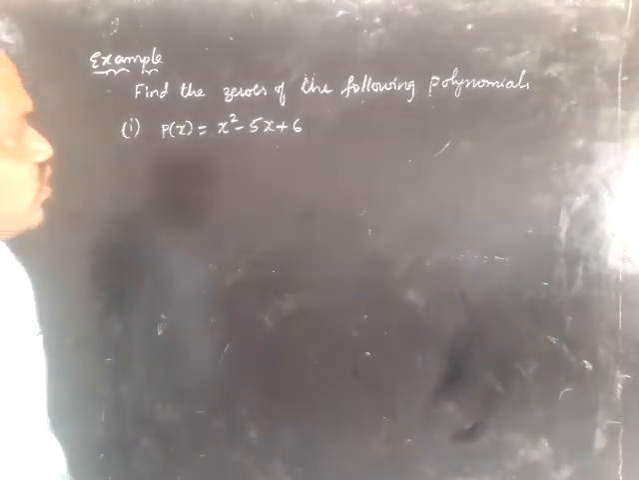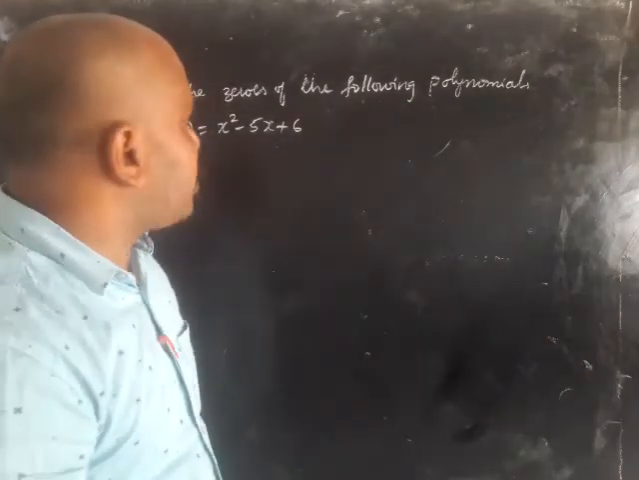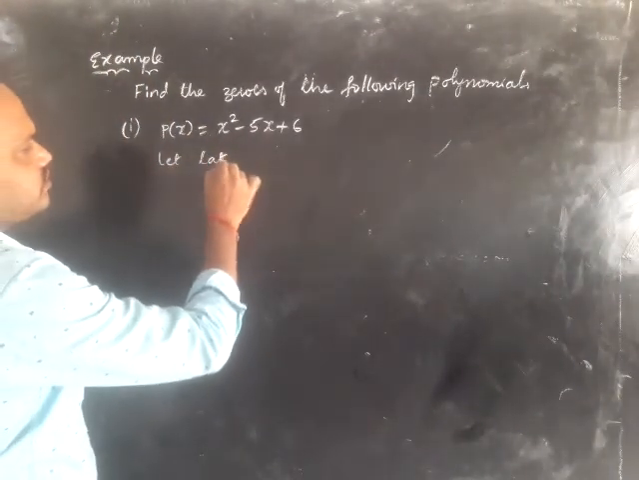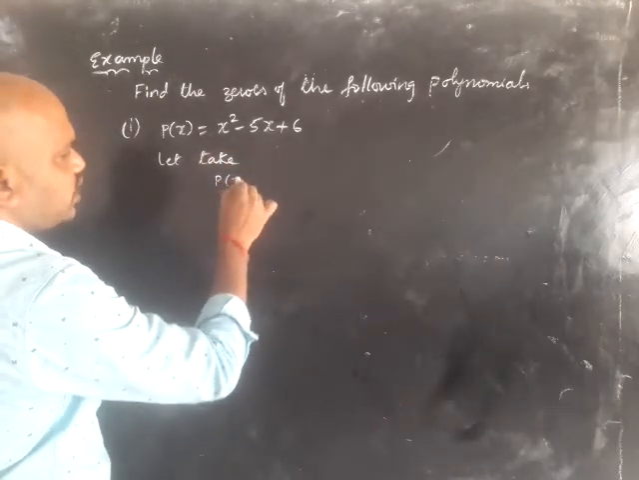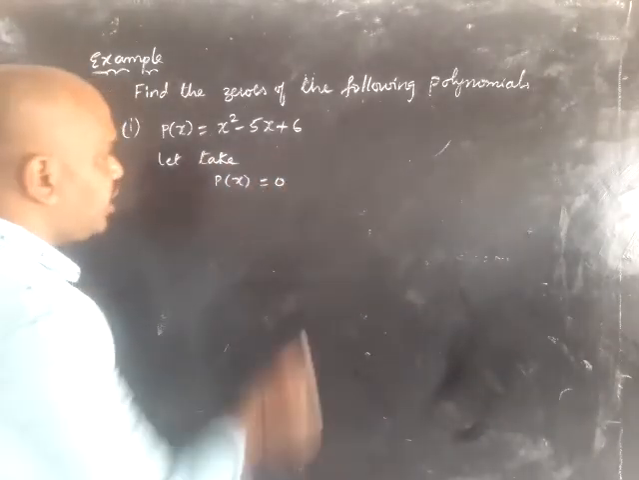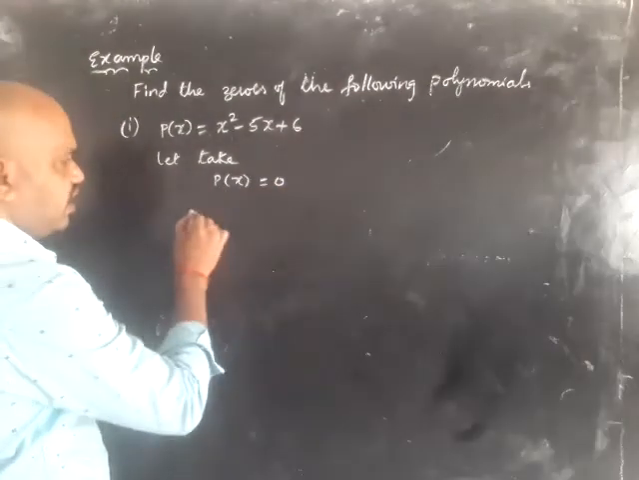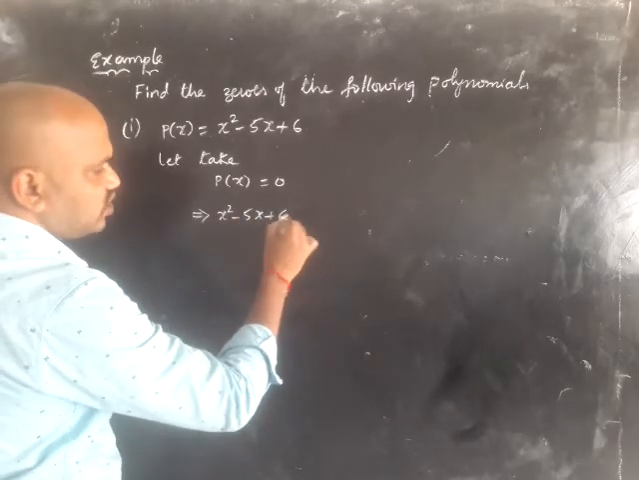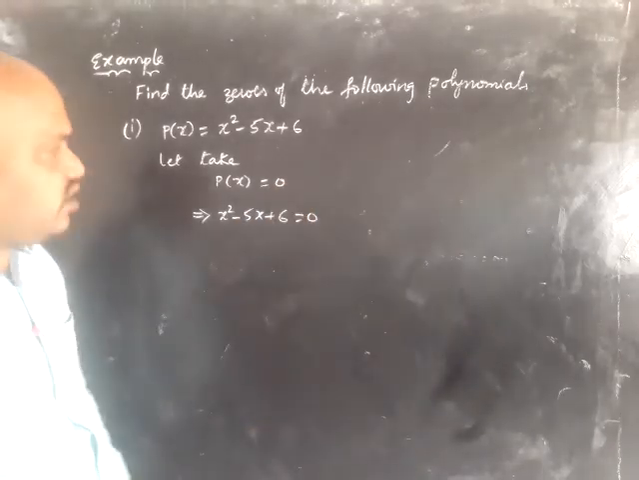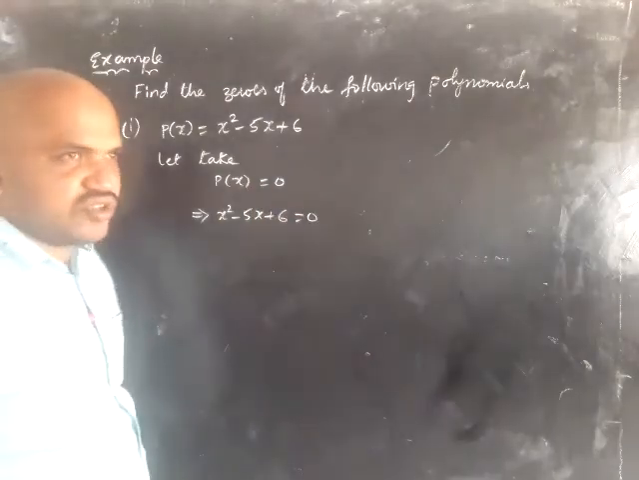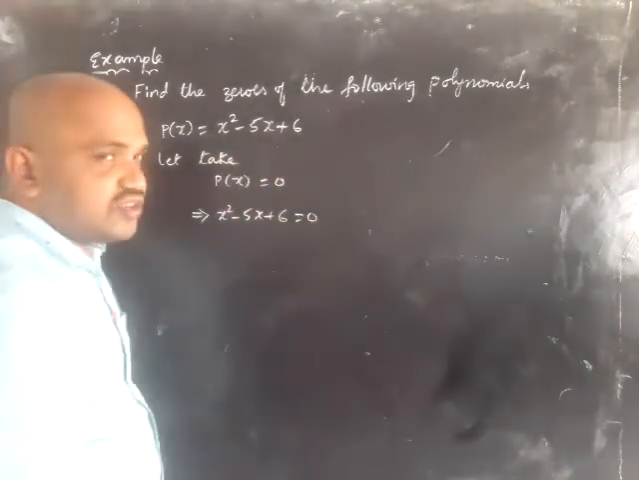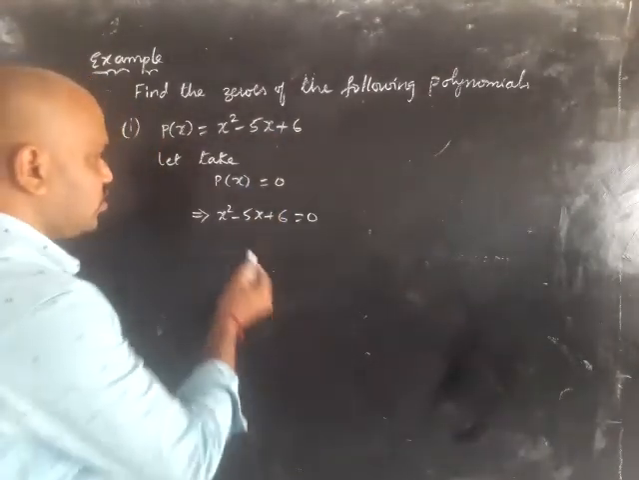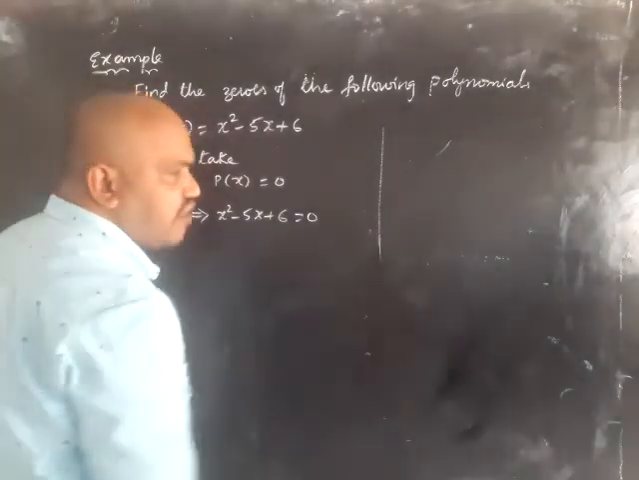Now we have to go with the factorization method to find the zeros of this polynomial. Let's take this polynomial equal to 0. So write p of x equal to 0, and then we have to write x square minus 5x plus 6 equal to 0. This order we have to follow. So we took p of x equal to 0. Here what is p of x? The polynomial x square minus 5x plus 6. We have to take it also equal to 0. Now we will go with the factorization.